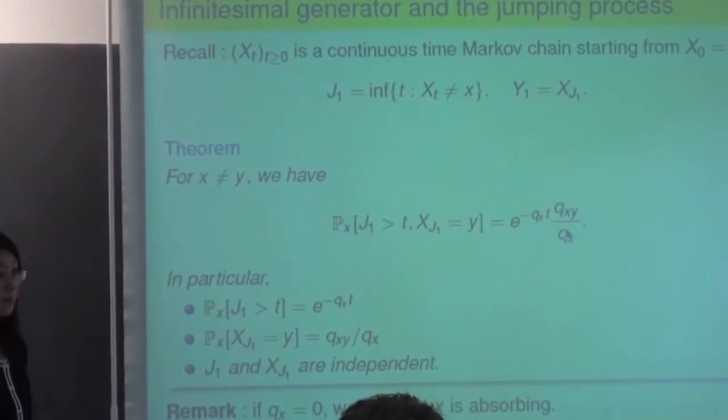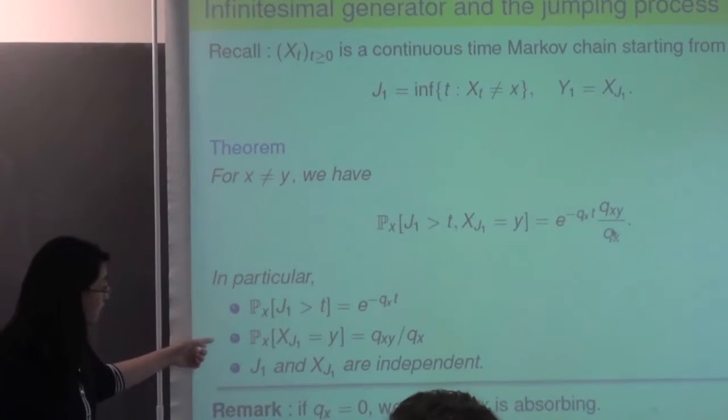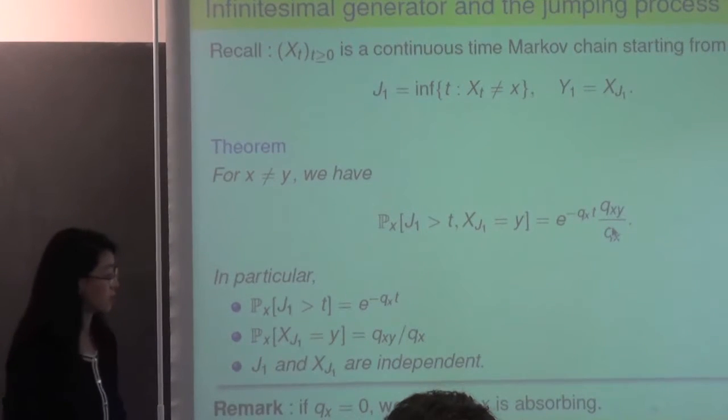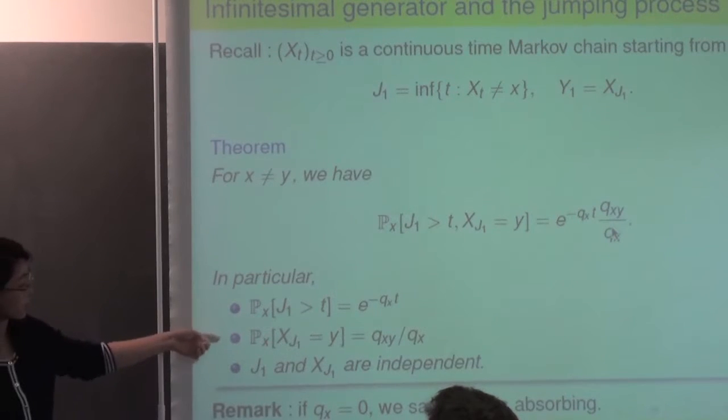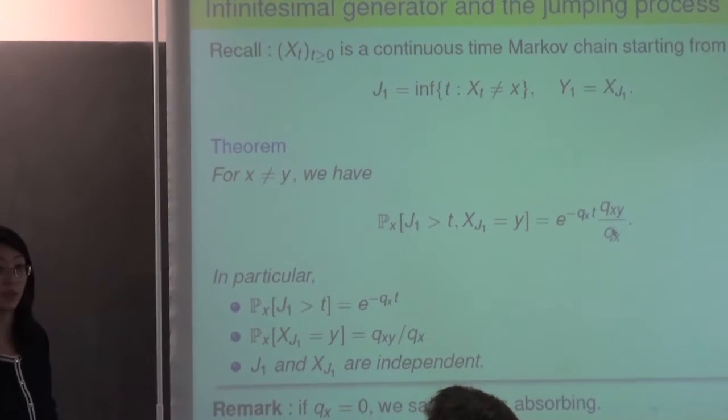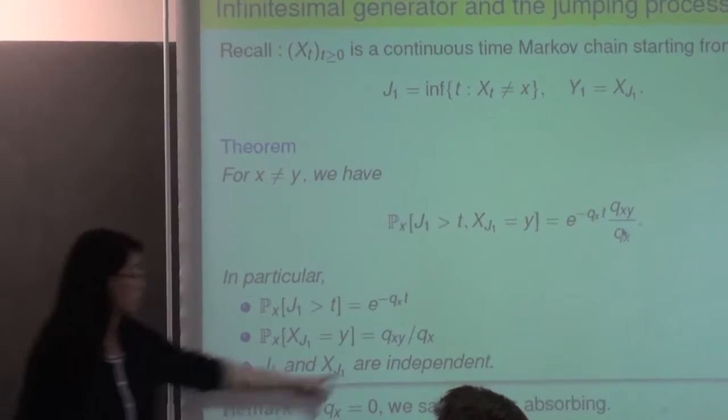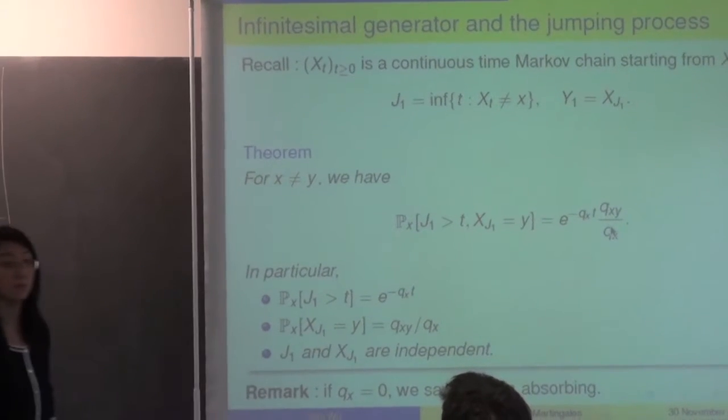So here we see that after we define this infinitesimal generator, we can uniquely identify the law of the jumping process. So the jumping process is just jumping according to this infinitesimal generator, q_xy normalized by q_x. So this tells us that, in fact, this jumping process is just a discrete time Markov chain, and the transition matrix is given by this formula.